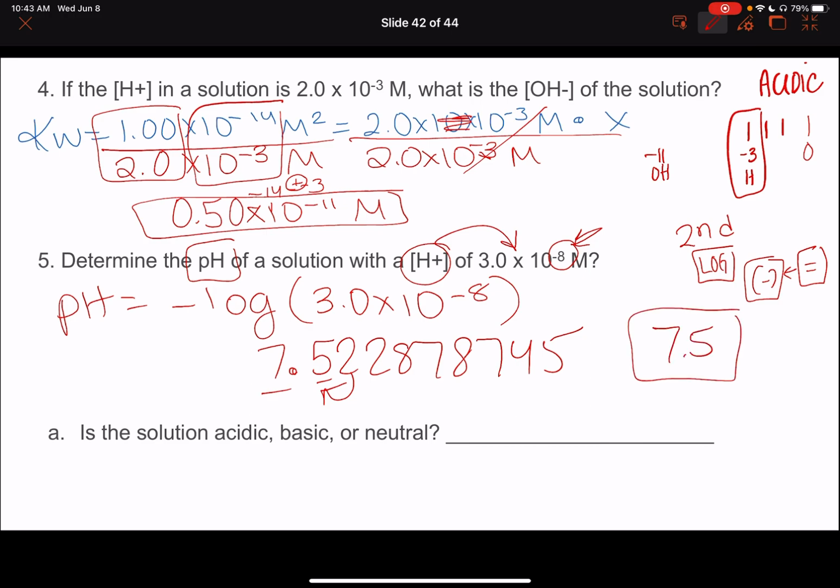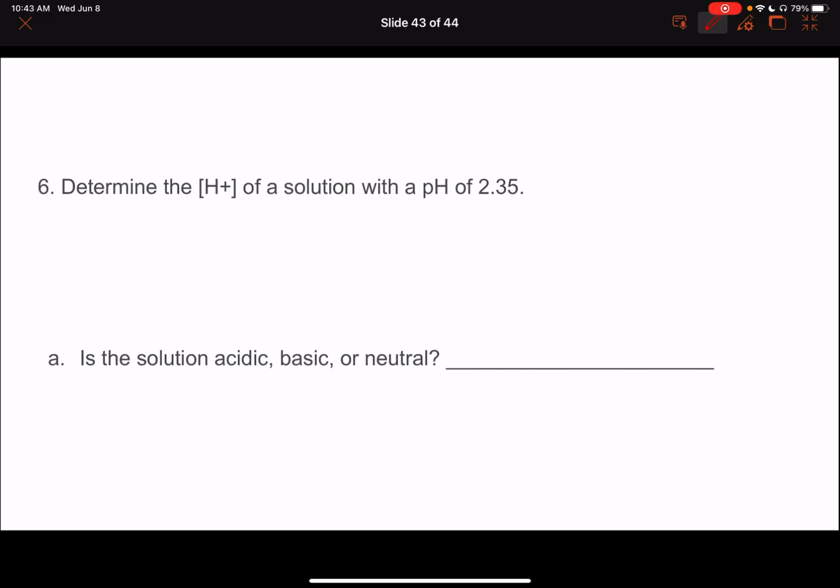Would this be acidic, basic, or neutral? We would say it's basic because it's not quite at 7. So only if it's right at 7 do we say it's neutral, because it's a little bit farther, it's barely basic. Okay, number 6, determine the H plus if you have a pH of this.